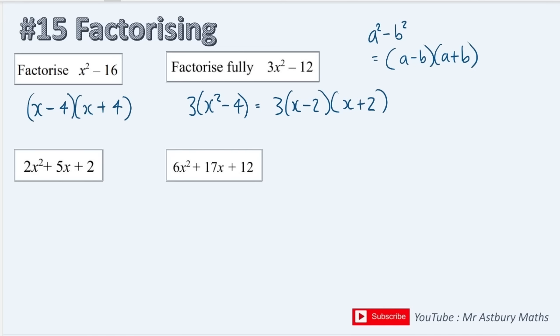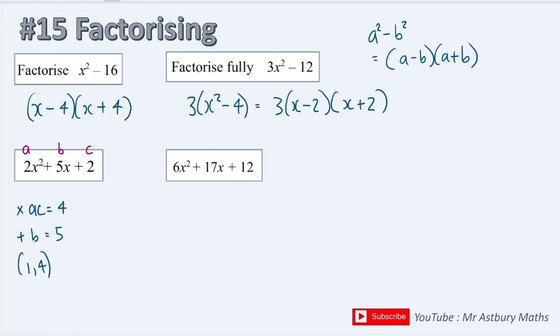Okay, this is quadratic factorization where the a term is not 1. And what do I mean by the a term? Well, any quadratic can be written as ax squared plus bx plus c. I now need to find two numbers that times together to make ac, which in this case is 2 times 2, which is 4. And they have to add to make the b term, and in this case, this is 5. So two numbers that times together to make 4 and add to make 5 are 1 and 4.